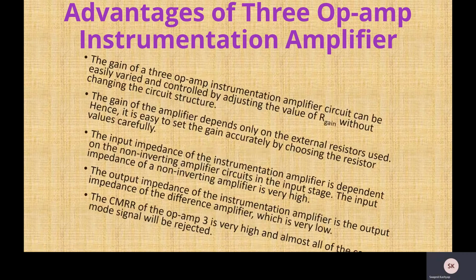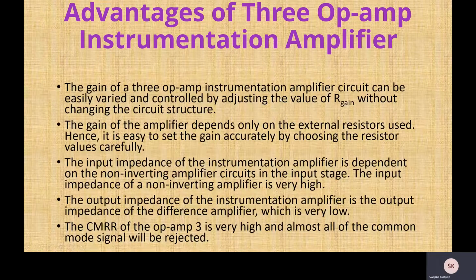So what are the advantages of using a three op-amp instrumentation amplifier? The gain of the three op-amp instrumentation amplifier can be easily varied and controlled by adjusting the value of R gain without changing the circuit structure. The gain of the amplifier depends only on the external resistors used. Hence, it is easy to set the gain accurately using the values carefully.